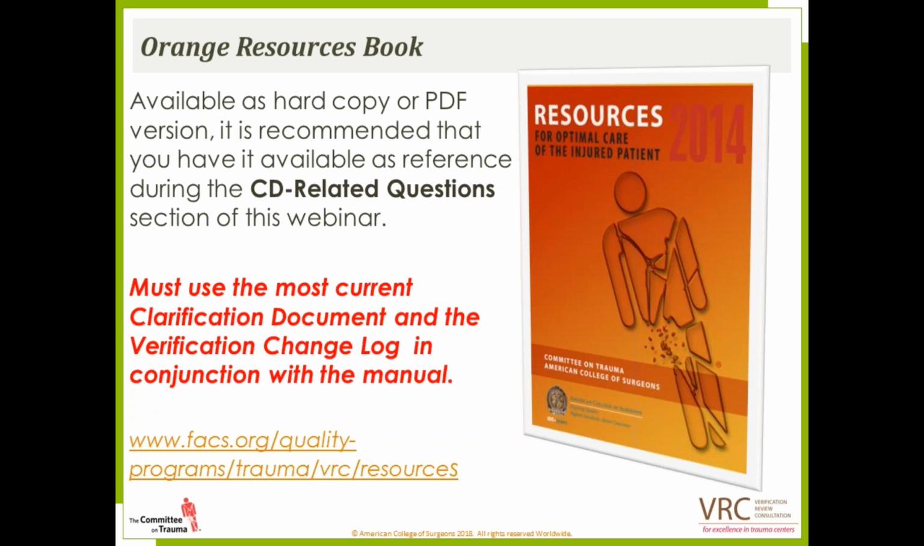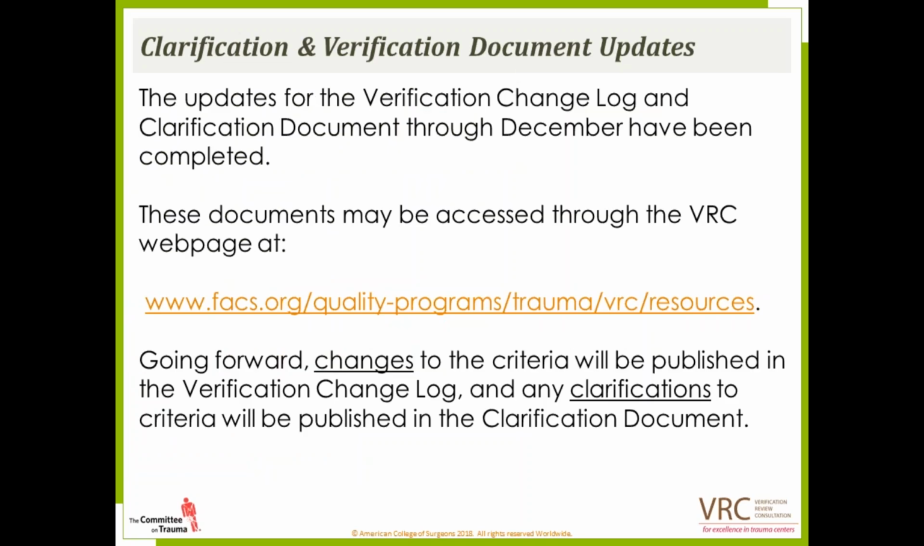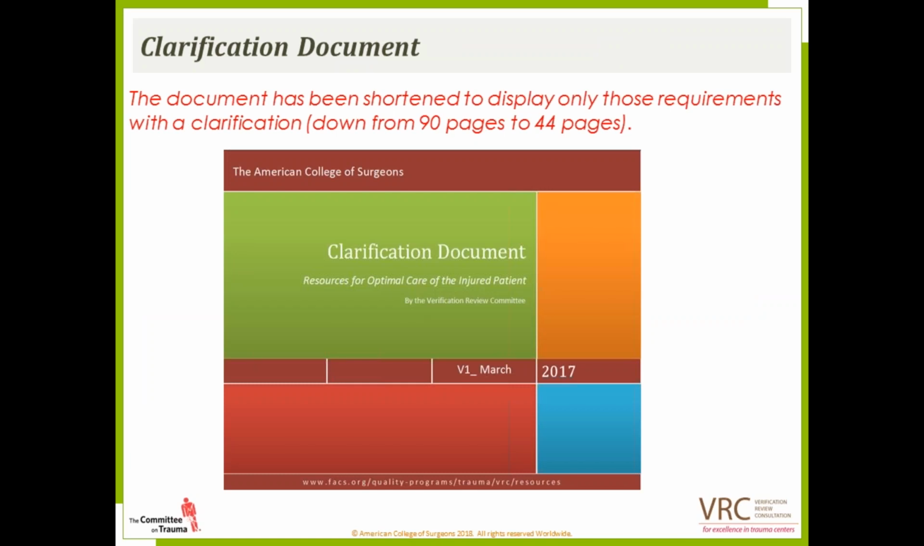The copy that's available to everyone printed or as a PDF copy is the original one that came out in 2014. So any changes to the manual regarding a criteria or a clarification needed, it's going to be on the actual clarification and the verification change log documents. Those are maintained monthly, and a monthly email is sent to all our participants and our reviewers, as you can see here.